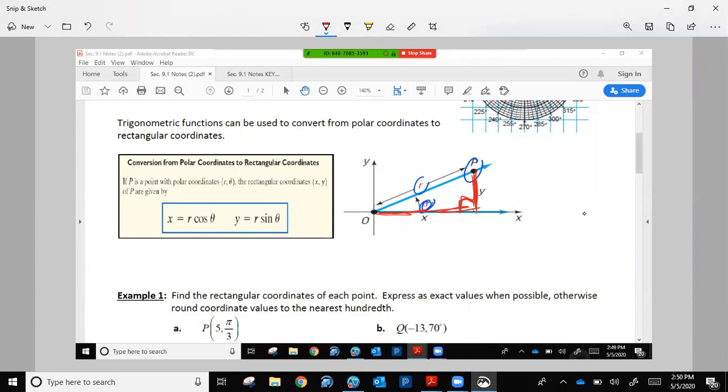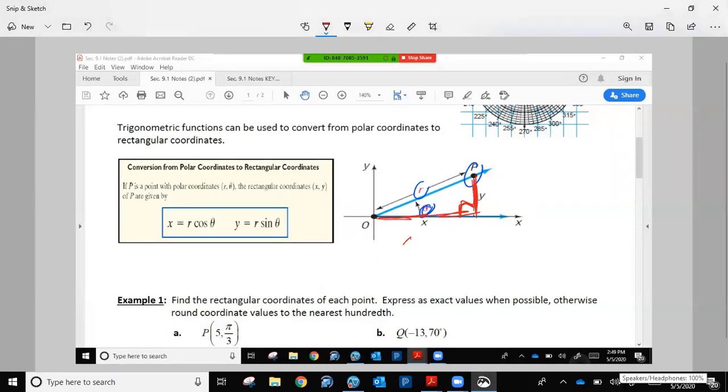Within that right triangle, if I want to know what the x coordinate is, I have this angle theta. X is adjacent to that angle, and r happens to make up the hypotenuse of the right triangle. And hopefully remember, adjacent and hypotenuse is the cosine function. So the cosine of our angle is the unknown x adjacent side over the known hypotenuse radius side.